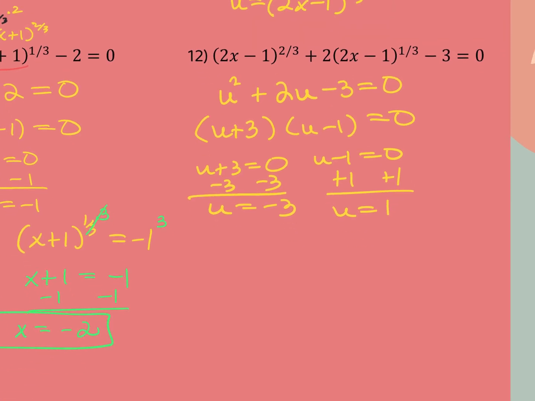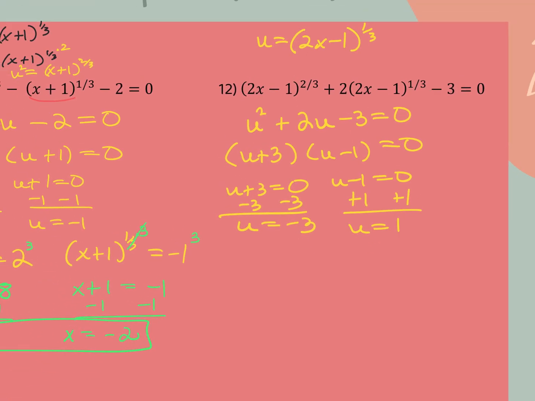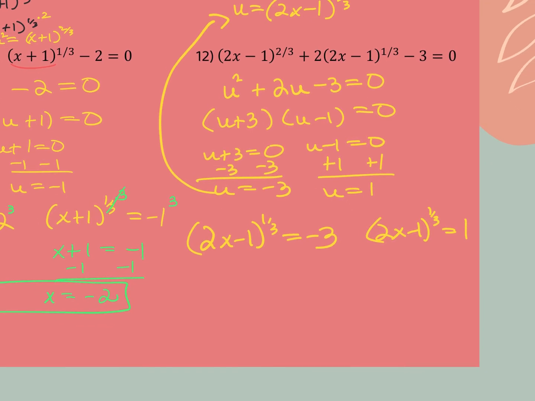And now I got to substitute back in what I set u equal to. So 2x minus 1 raised to the 1/3 power equals -3. And write it again, but set this one equal to +1. Again, I'm going to get rid of that exponent by raising both sides to the 3rd power on both equations. So again, this cancels. So then the 2x minus 1 just comes out. -3 raised to the 3rd power is -27.